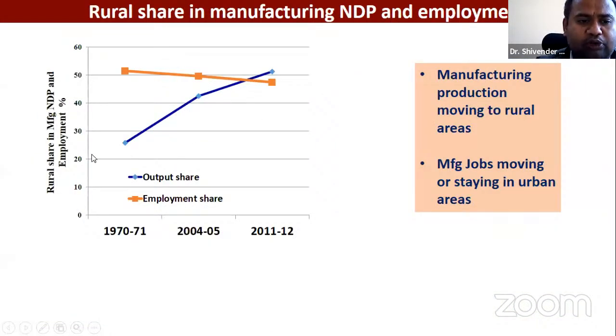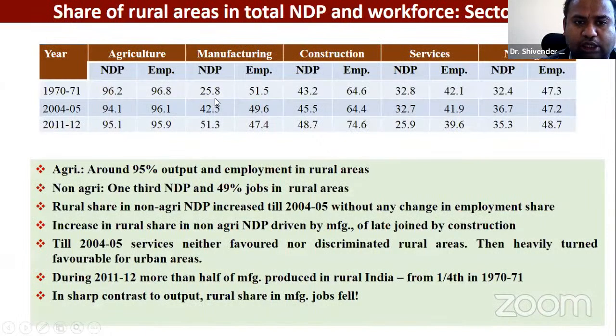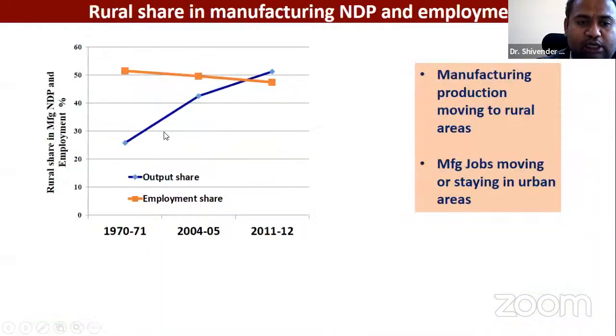Similarly, in the manufacturing sector, which I showed here, its share has increased from 25 to 51. So you can see a drastic improvement: the rural share in manufacturing sector output has almost doubled, but employment has not increased. In fact, it's almost stagnant. So that's how we say this.